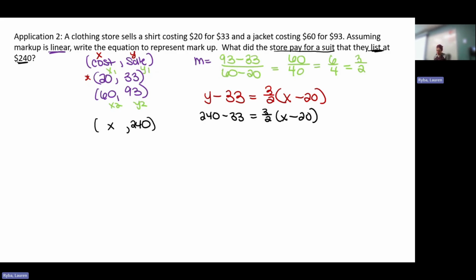All right, so let's see, 240 minus 33 is 207 equals, let's see if I multiply this out here, 3/2 x, 3 times 20 is 60. 60 divided by 2 is 30. Okay. So then I'm going to add 30 to both sides. 237 equals 3/2 x.